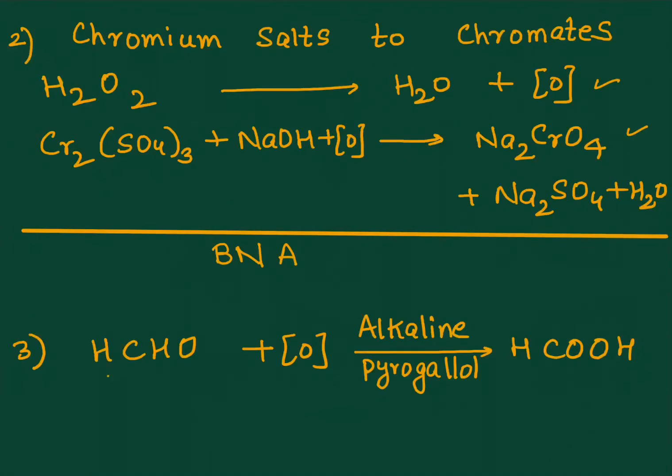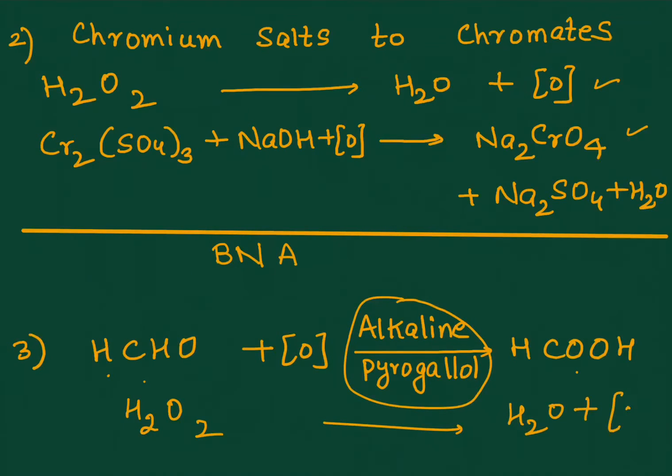Same way, when you're talking about the conversion of formaldehyde to formic acid, so these are two organic compounds. So what will happen over here? Formaldehyde gets converted into HCOOH in the presence of alkaline pyrogallol, right? And that's it. You write the partial equation H2O2, water and nascent oxygen. So you've got the two partial equations, add them up, and you have the final equation. Isn't it easy?